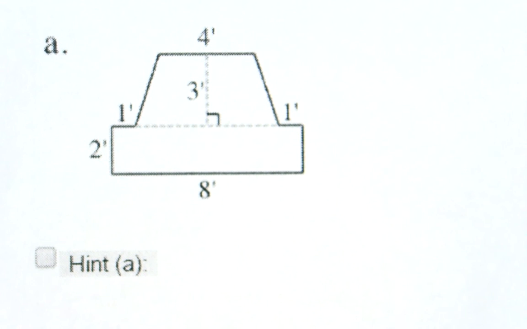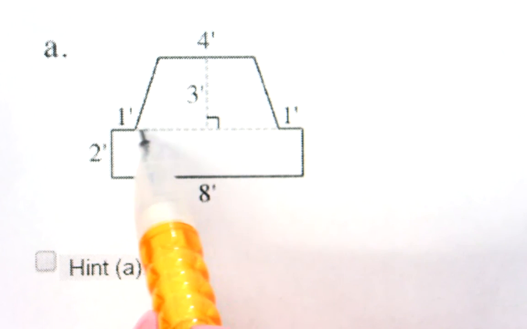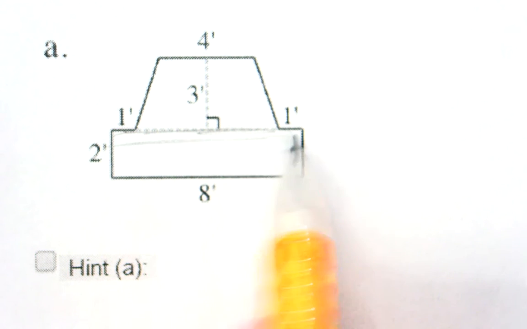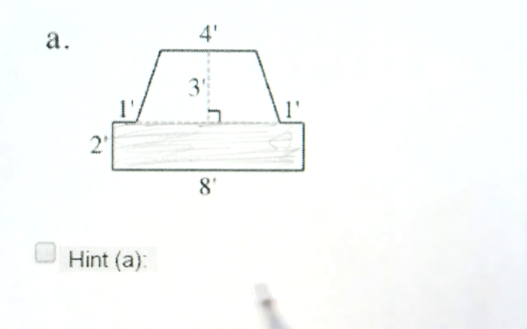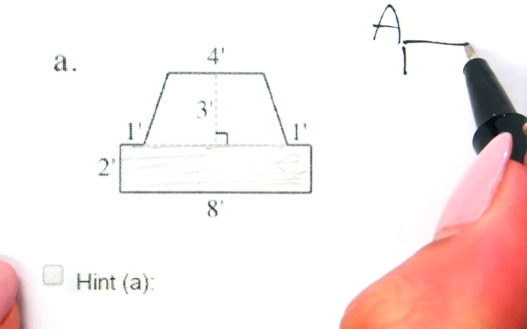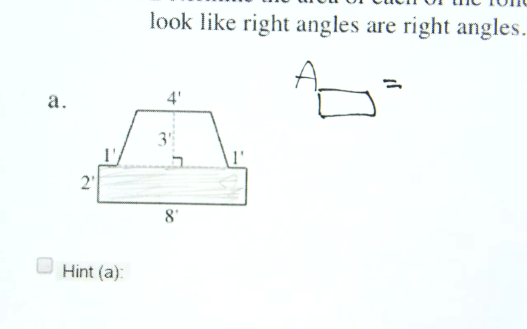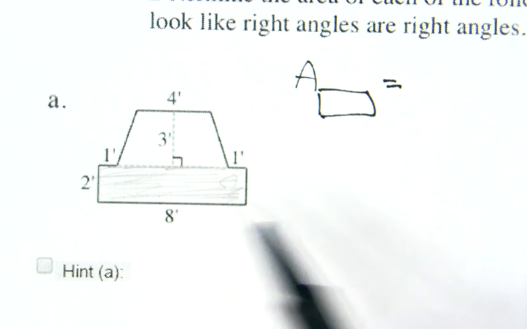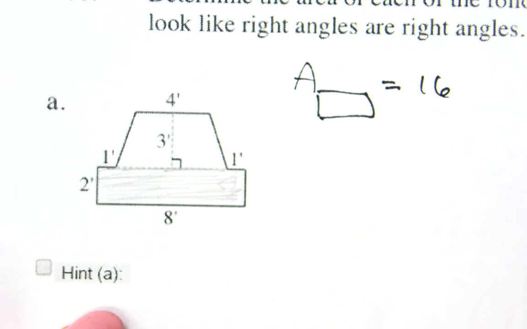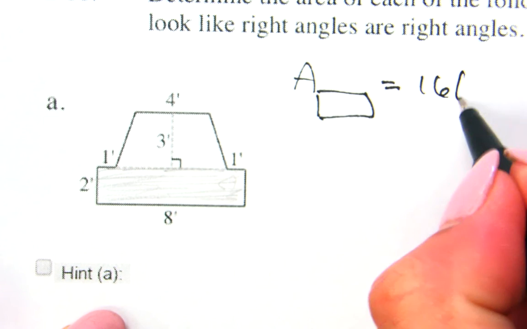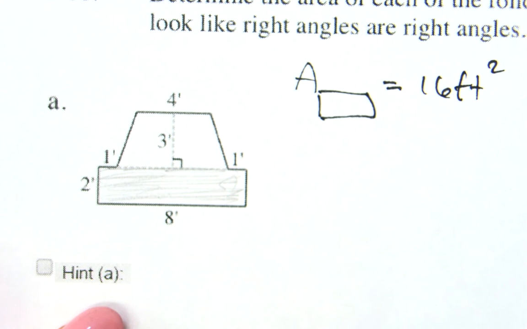And one thing you should notice is that's why they have this dashed line over here. So one area that would be really easy to calculate is this bottom part, which is your rectangle. The area of the rectangle is just base times height. That's just a normal area of any rectangle. So 2 times 8 should give you 16. We have feet, right? So 16 feet squared. That's the area of the rectangle.